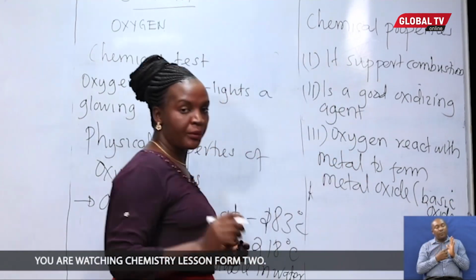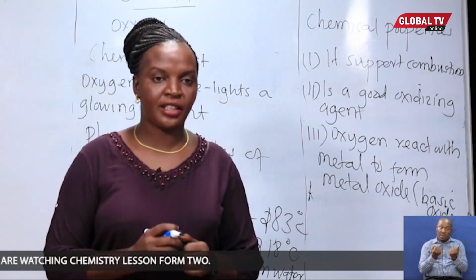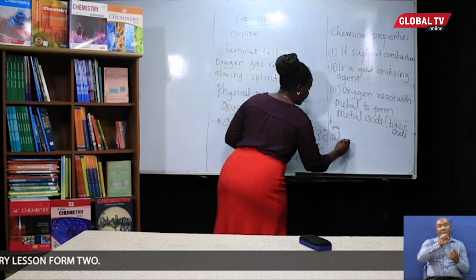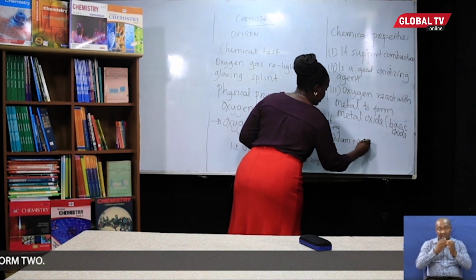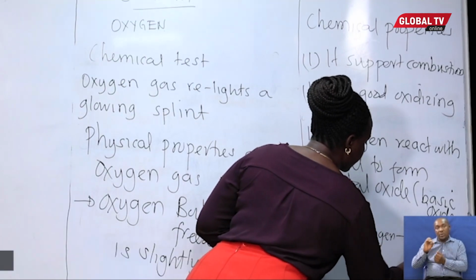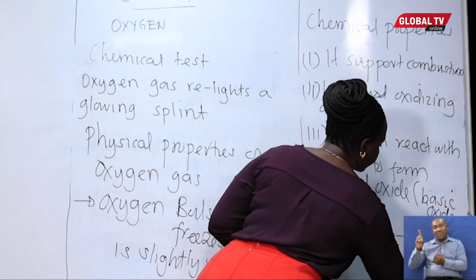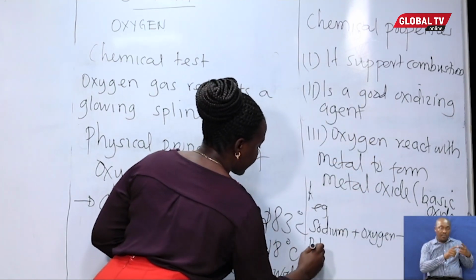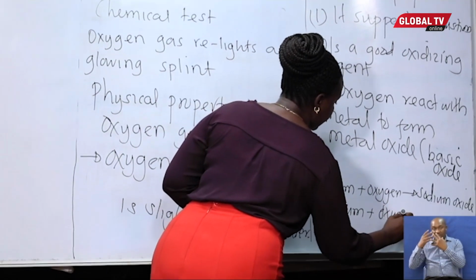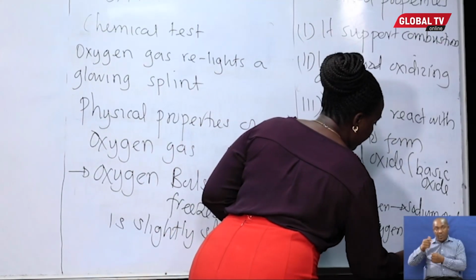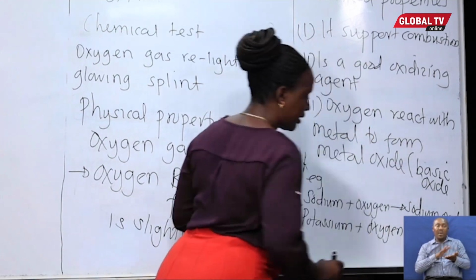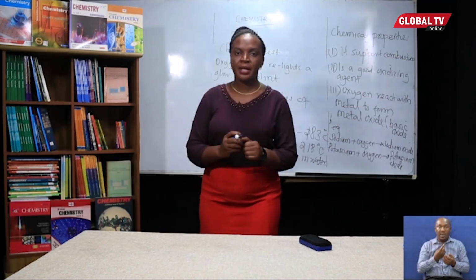For instance, how does it form a metal oxide or basic oxide? Consider the following reactions. Example, sodium. Sodium is a metal, so it reacts with oxygen and they produce sodium oxide. Potassium reacts with oxygen gas and then they produce potassium oxide. This is basic in nature. That is why it is called the basic oxide.